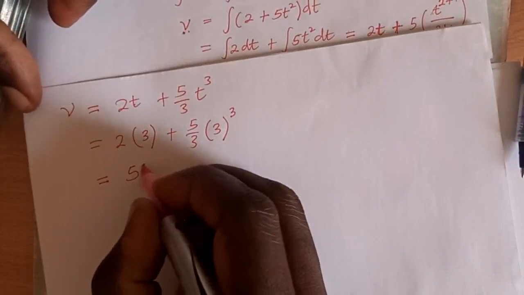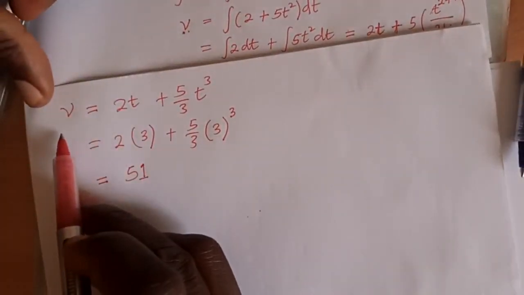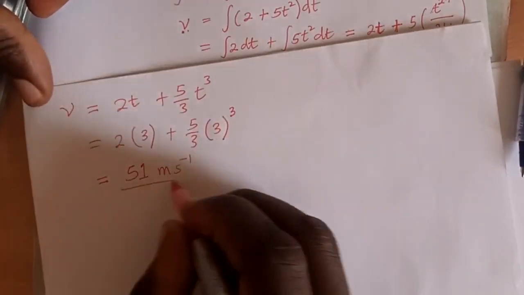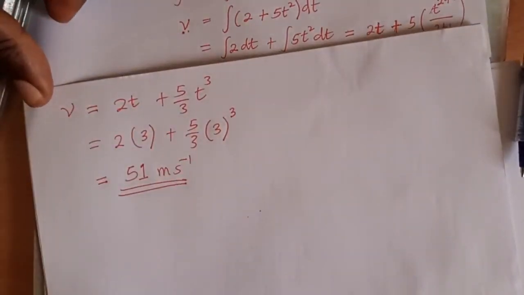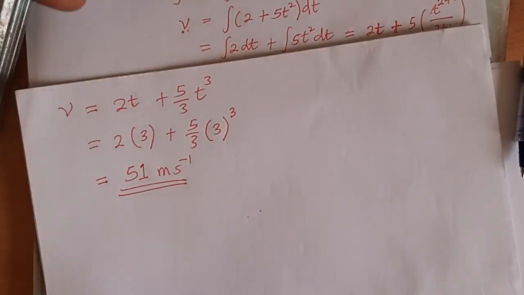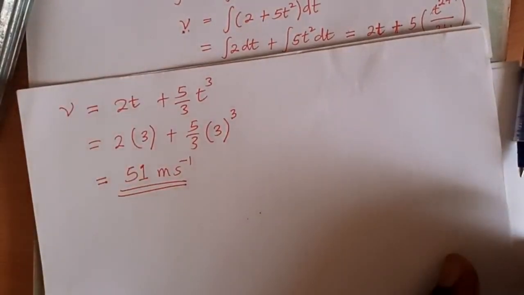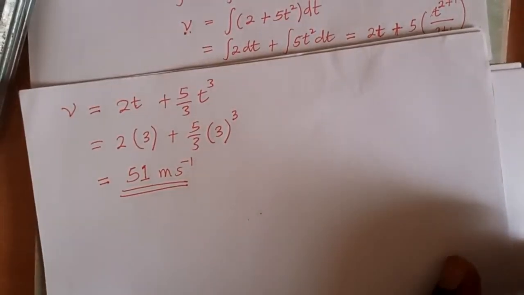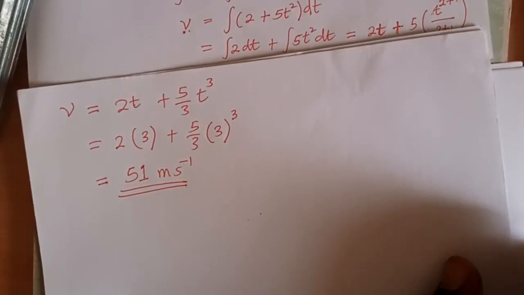Remember, the quantity you are calculating is velocity, and velocity is measured in meters per second. So our answer is 51 meters per second. After 3 seconds, its velocity will be 51 meters per second. With this, we have successfully solved problem 1, and I hope it's clear to all of you.